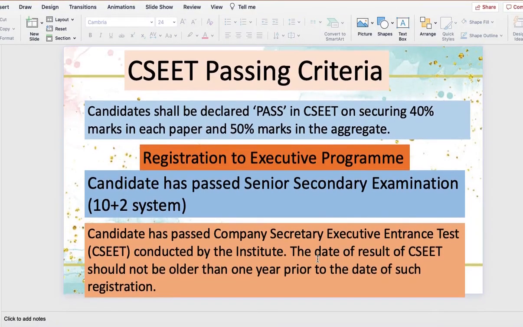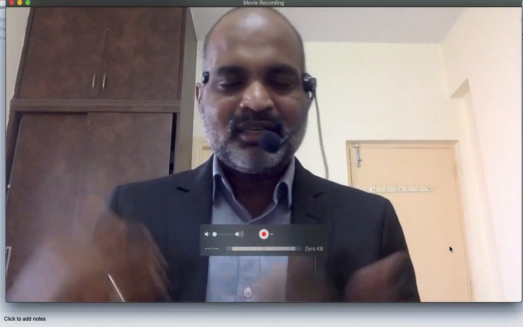Alright, yes. Registration for the executive program, try to understand this. It is for a candidate who has passed the company secretary entrance executive test conducted by the institute. The date of result of CSET should not be older than 1 year. That means I cleared the CSET examination.